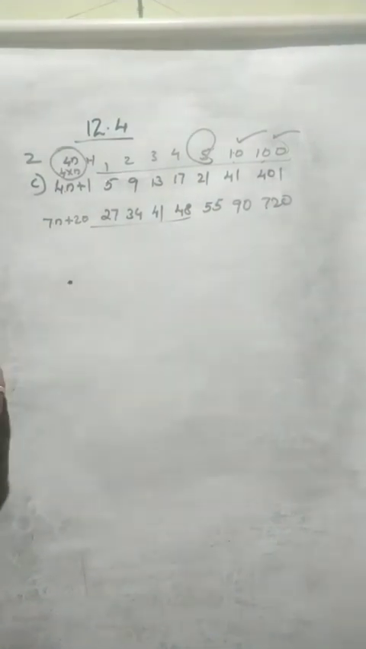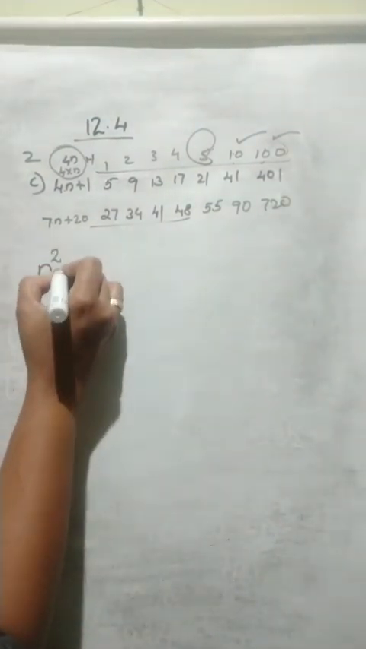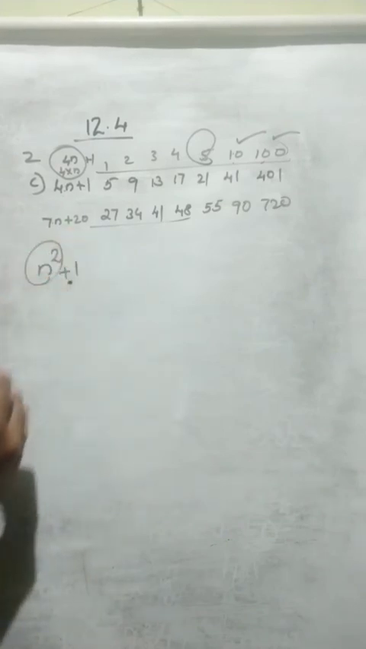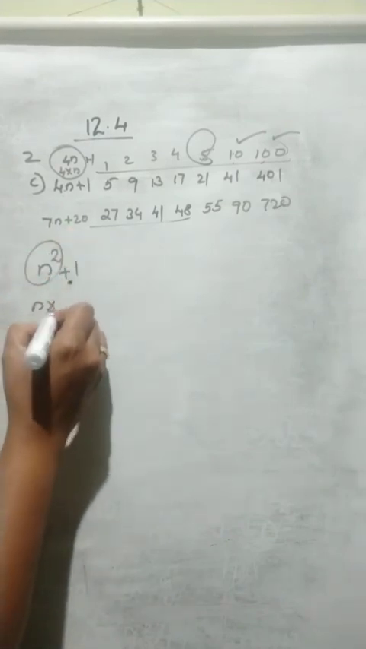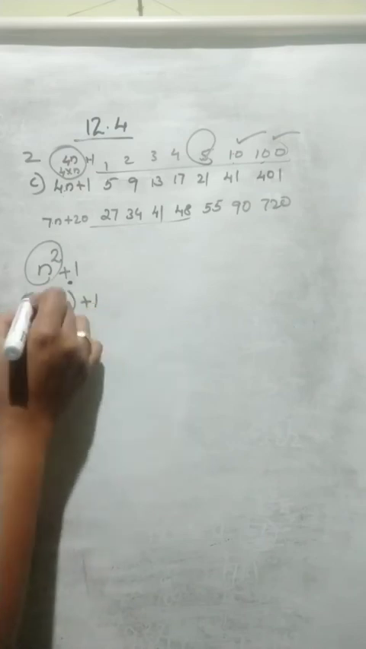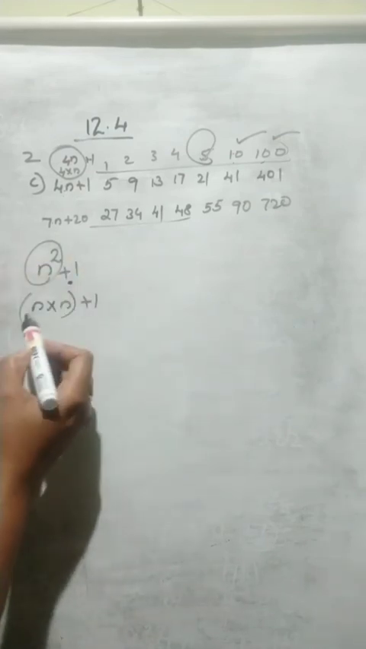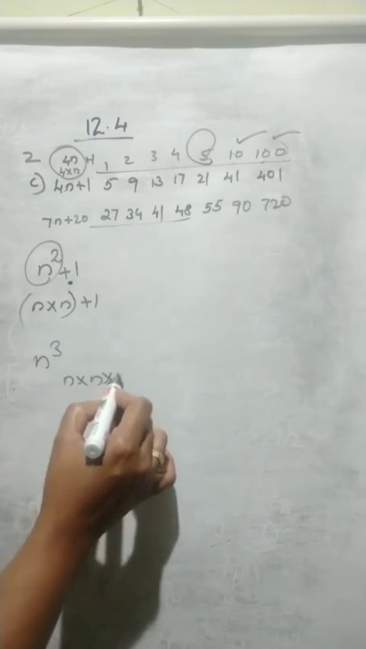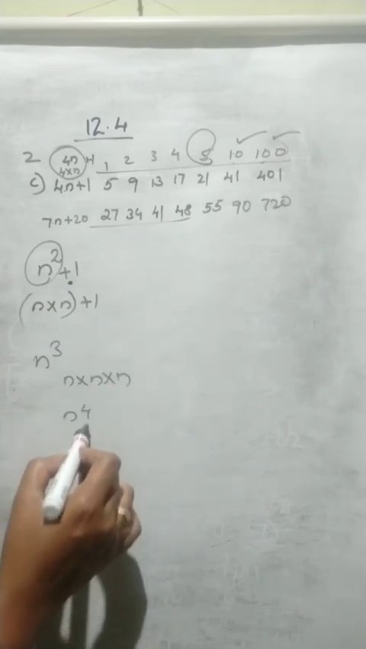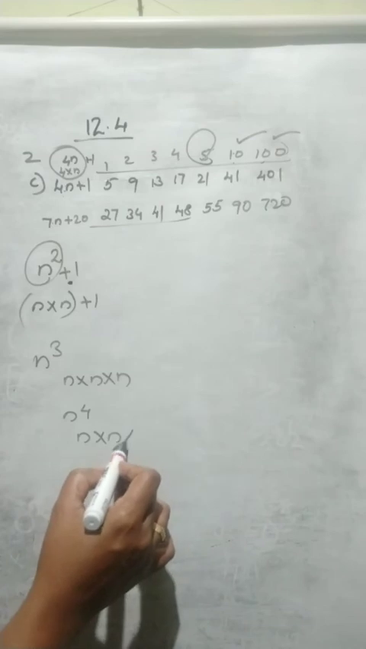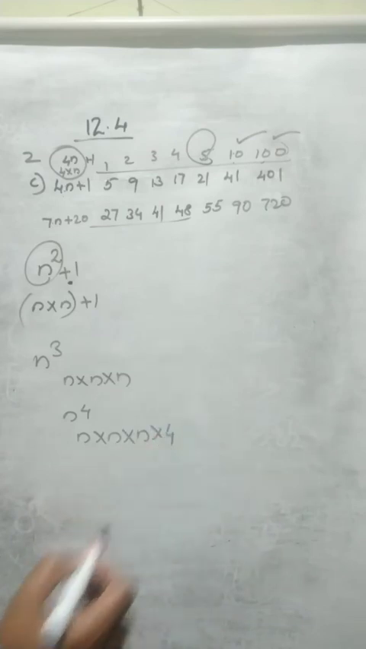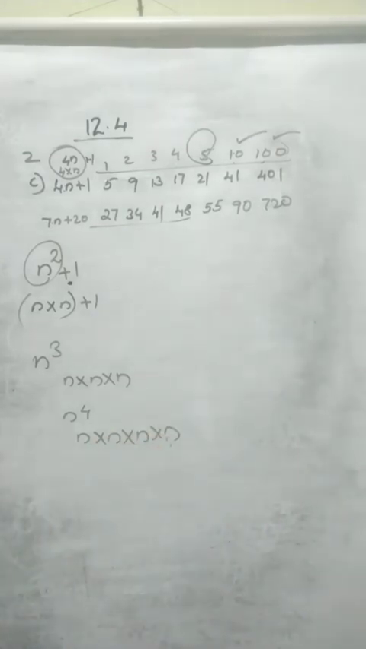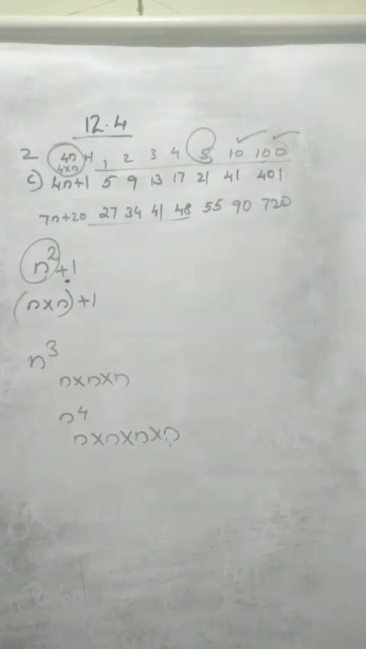Next, one more question is there, that is n square plus 1. What is meant by n square? That is n multiplied by n, then plus 1. n square is n into n. n raised to 3 is n into n into n. n raised to 4 is n into n, 4 times.